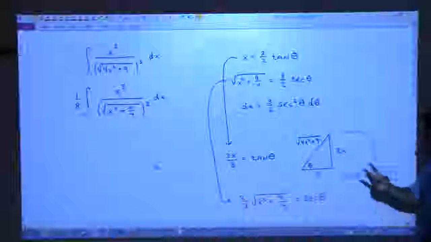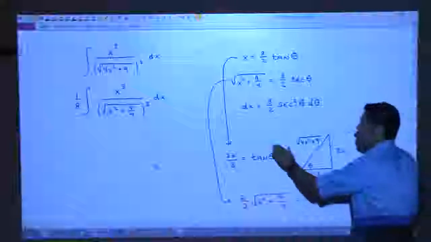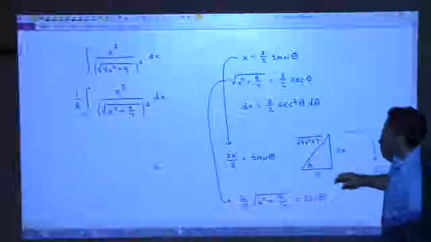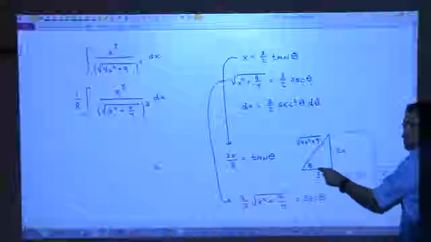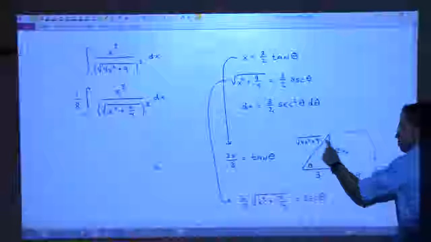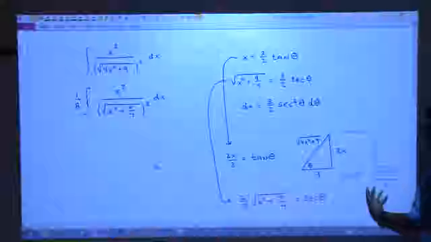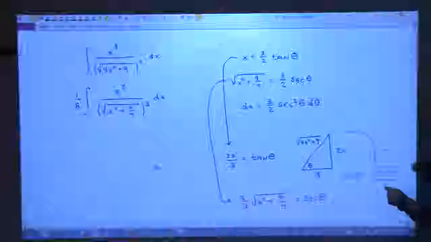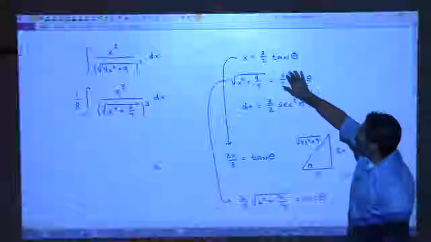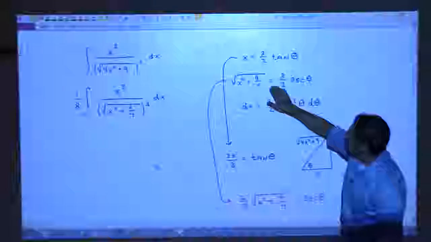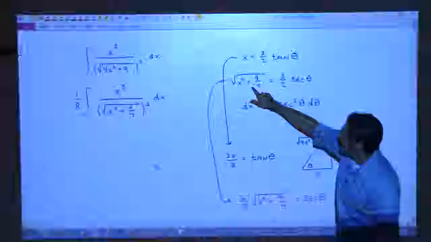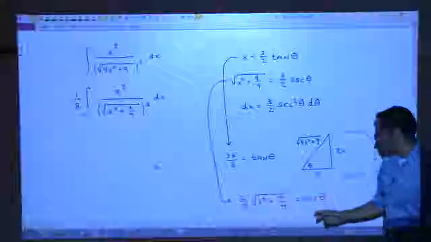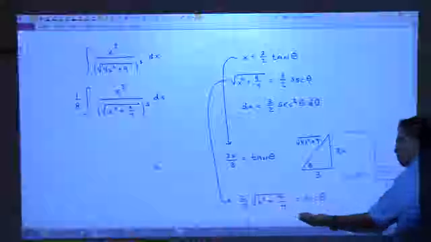Two of the students in my other class asked: if you use this to make your triangle, this is the triangle you'll create. If you look at this triangle and ask what secant theta is, secant is this over this. But the second line up here says that 3/2 secant theta is that. If you multiply both sides by 2/3, you get this. They were saying these two aren't the same.